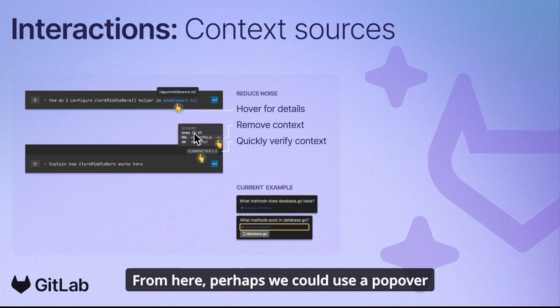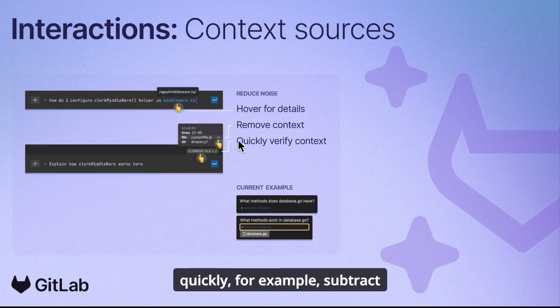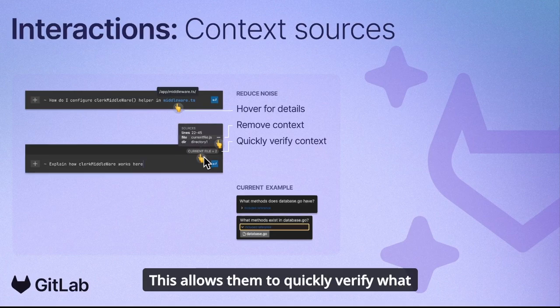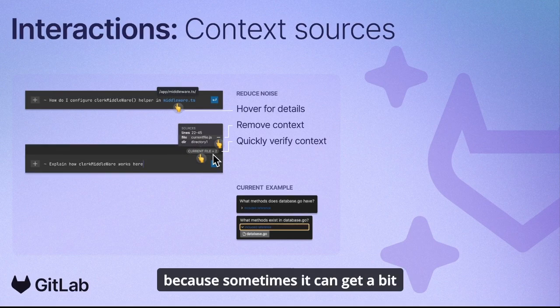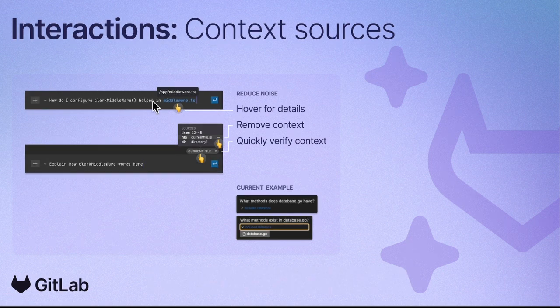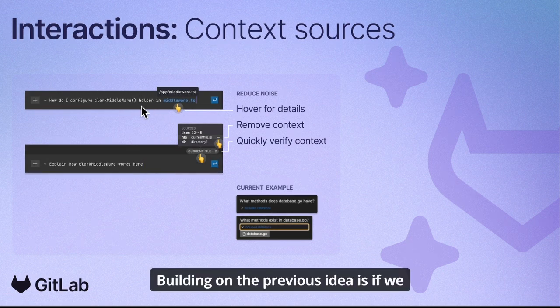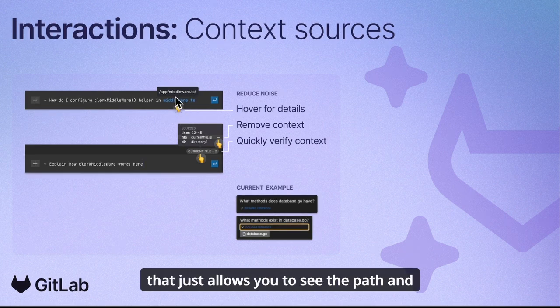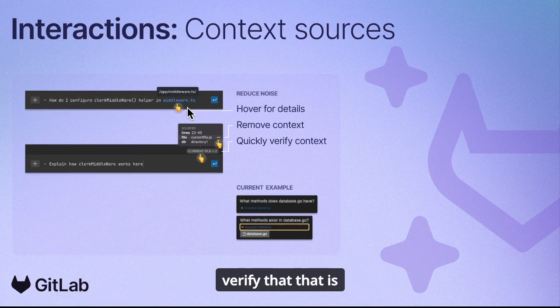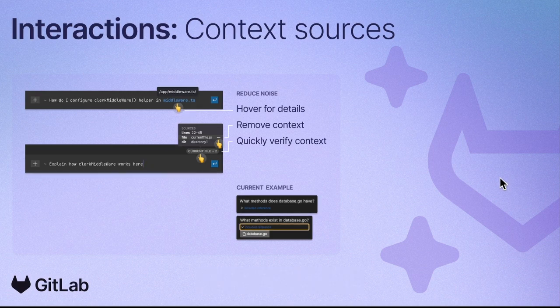From here, perhaps we could use a popover and they can just quickly, for example, subtract a piece of context to remove it. This allows them to quickly verify what is being used within the entire conversation because sometimes it can get a bit confusing, especially when you have longer conversations. Building on the previous idea, if we supported inline context sources, perhaps hovering would just allow you to see the path and verify that that is indeed the correct file that you just added.